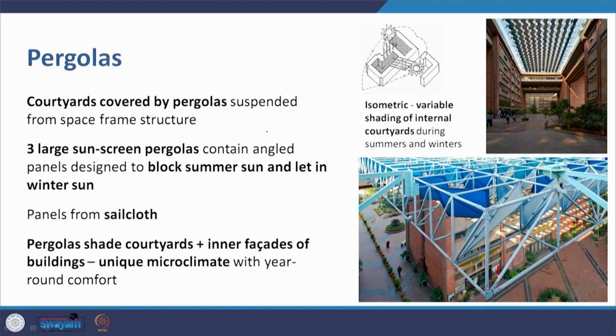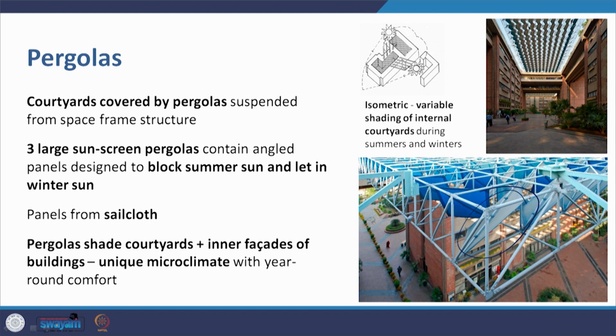And the pergolas: the courtyards are covered by pergolas suspended through a space frame structure. So the idea is coming from earlier, but now the technology being used is modern technology. There are 3 large sunscreen pergolas that contain these panels which are angled, and they block the summer sun and let in the winter sun, and the panels are made of sailcloth.